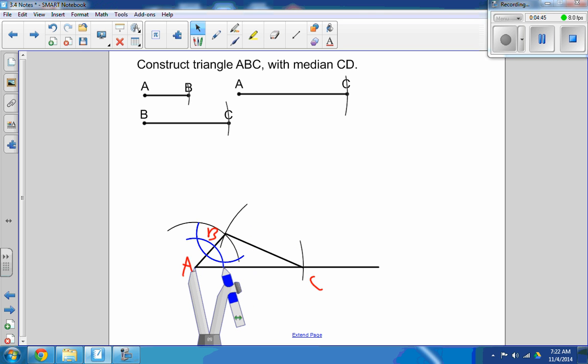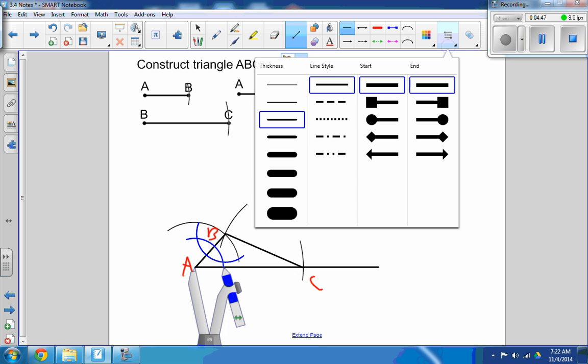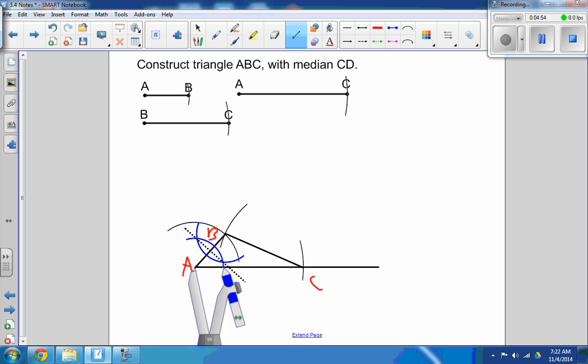And now I connect those, and I'll have my midpoint. So my midpoint, you can see, is right here. So my median will connect C to that midpoint. So there we go. That is my median of this triangle.